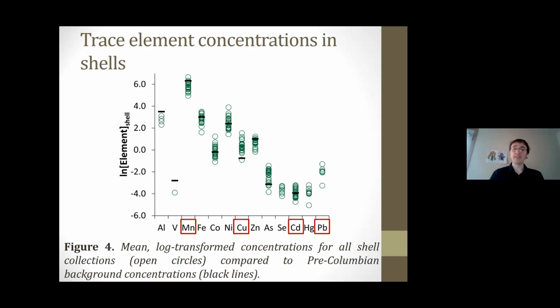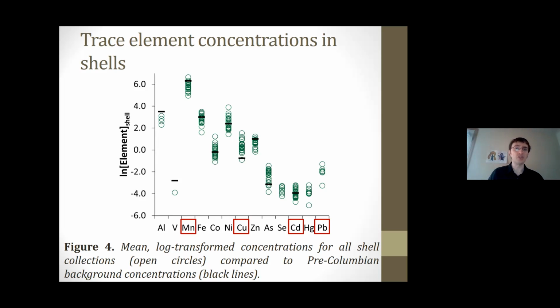And so for instance, taking my exemplar elements, manganese is typically lower in the modern and historic shells compared to pre-Columbian. Copper is typically higher, and then cadmium tends to be on both sides, both higher and lower than that background. So this is a start.